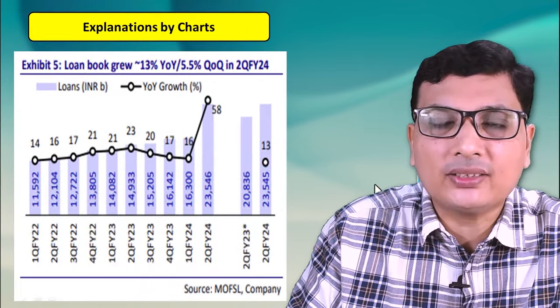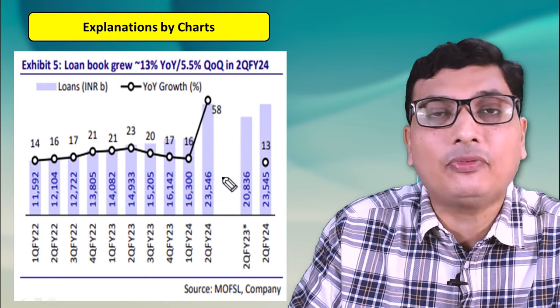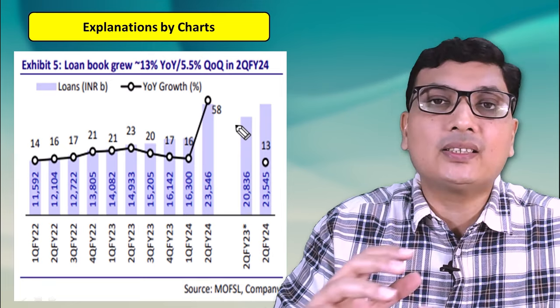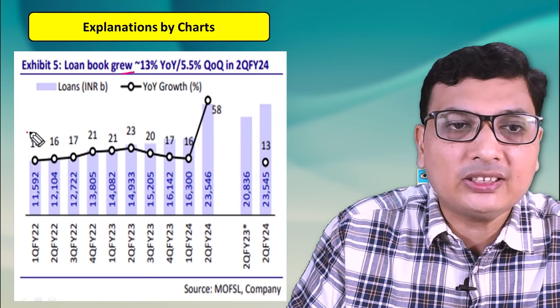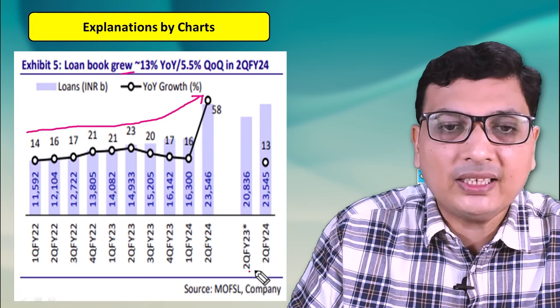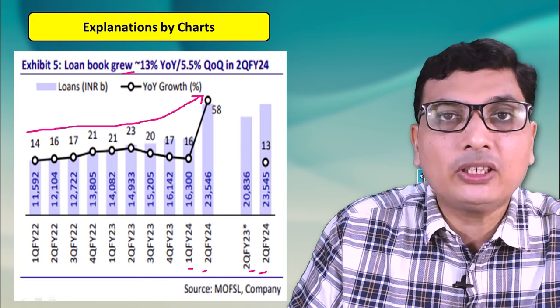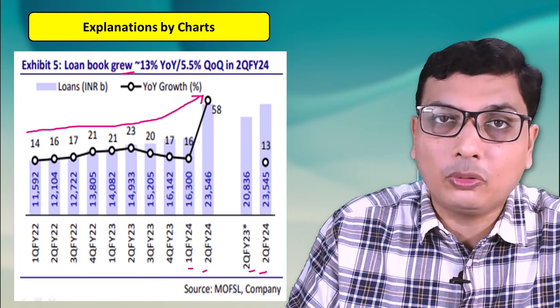Now come the charts. These are some of the charts which a company may give, and charts are a very good source through which you'll be able to understand how the company has performed over the years. Like this is the loan book growth they are showing, how the loan book growth has happened. Now you can see they give quarter to quarter, and year to year also. So this will give you a much better flow of the growth over time.